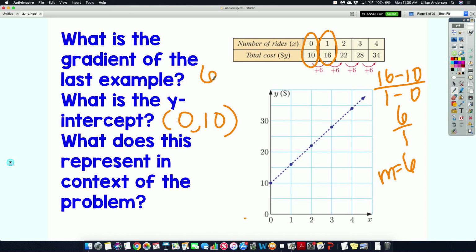Okay? The slope, or the gradient, sorry. How would you represent that in context of the problem? The prices increase as the number of rides increase, okay? You want to make sure that you include both pieces, okay? Remember, gradient is the change of your y's over the change of your x's. So, the amount of money increases as the number of rides increase. Okay? Good stuff? Questions?